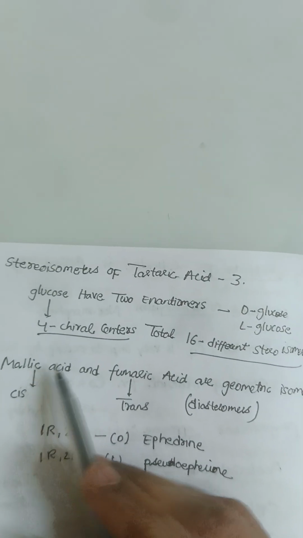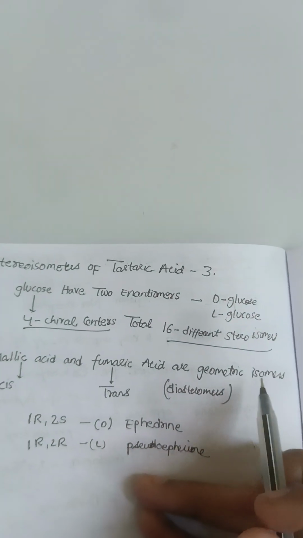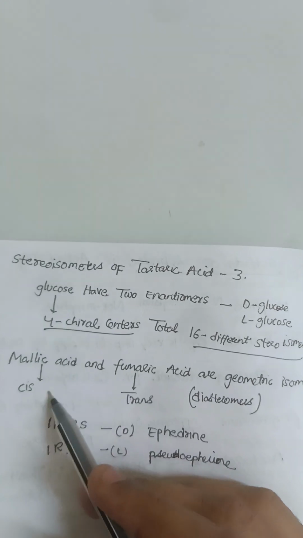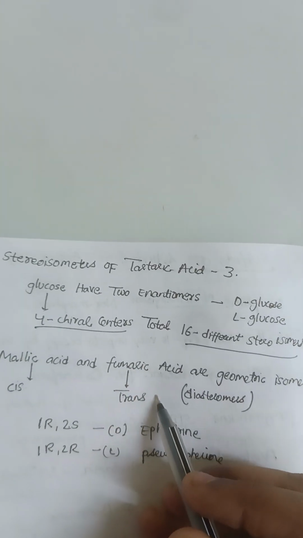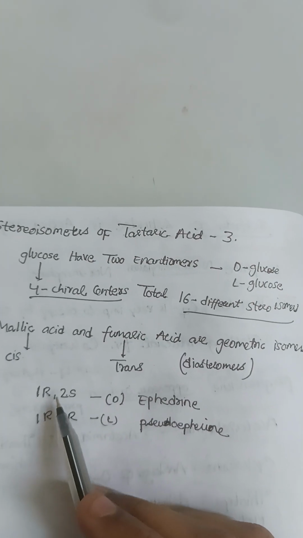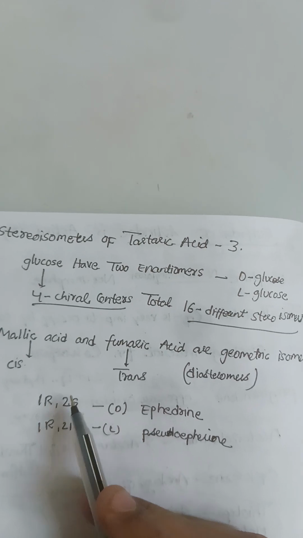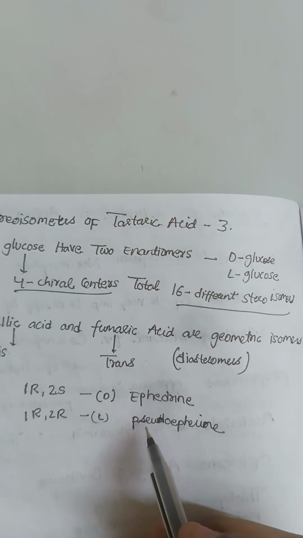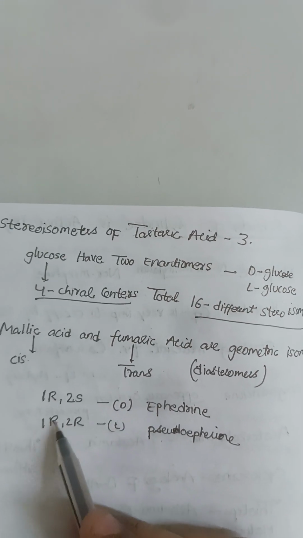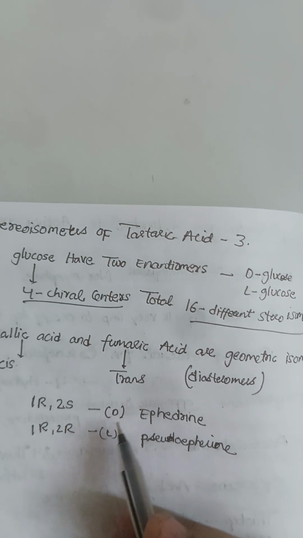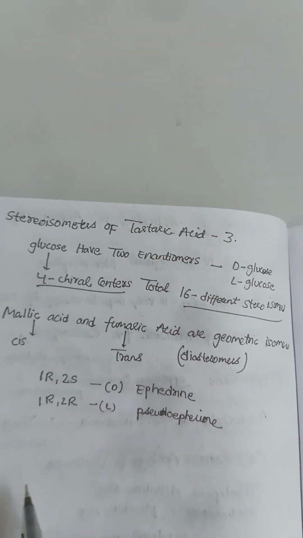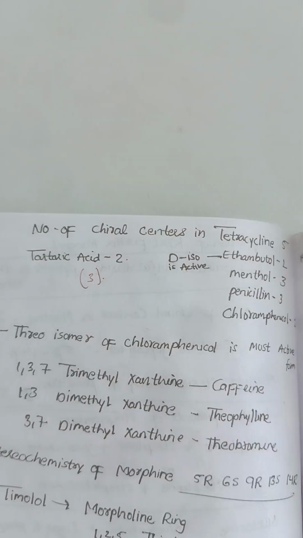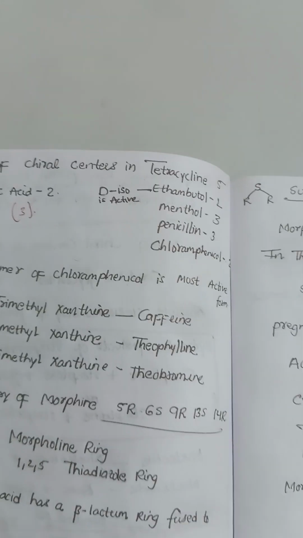Again, maleic acid and fumaric acid are geometric isomers, where maleic acid is the cis form and fumaric acid is the trans form. And the RS configuration of ephedrine is 1R, 2S, while the configuration of pseudoephedrine is 1S, 2S. Remember this. These are some of the important points for the medicinal chemistry part.